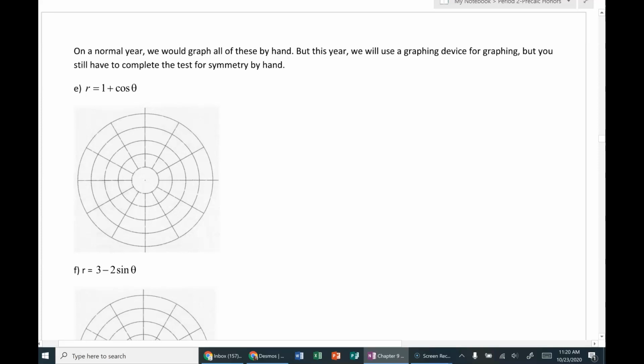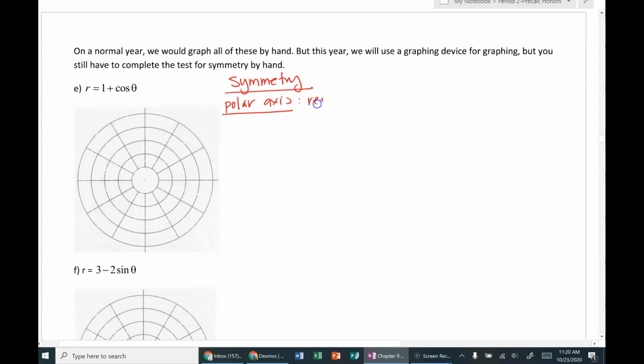But you still have to complete the test for symmetry by hand. So, symmetry test by hand, it says. Okay, let's rock and roll. We have 3 symmetry tests. The first one is the symmetry with respect to polar axis. Now, whatever you do in your homework, the best way for you guys to work this out is to write down the formula.